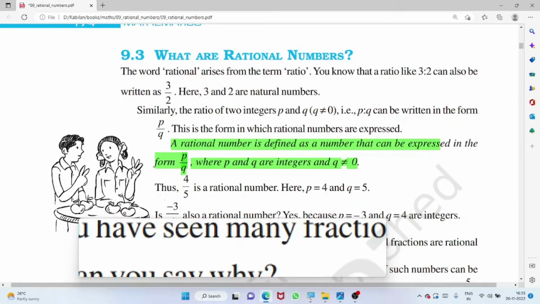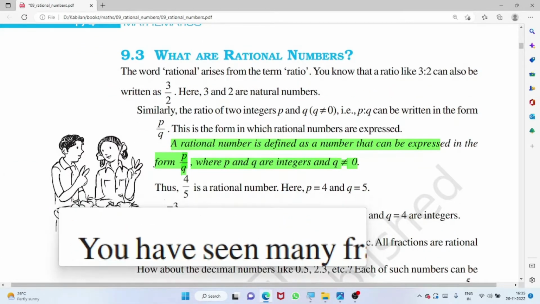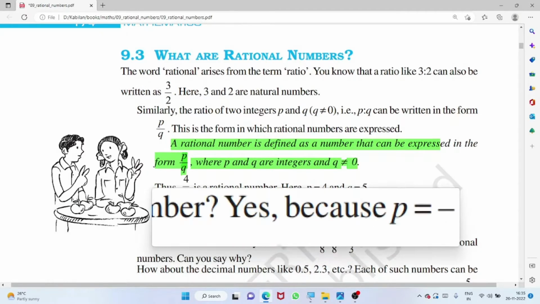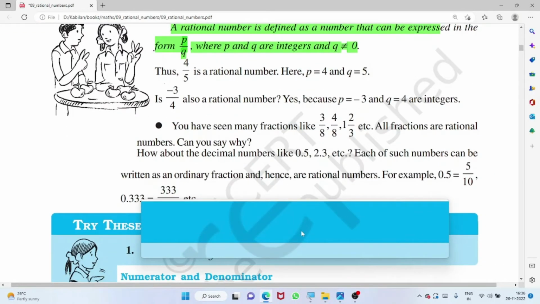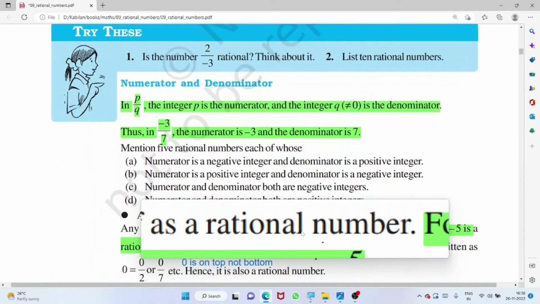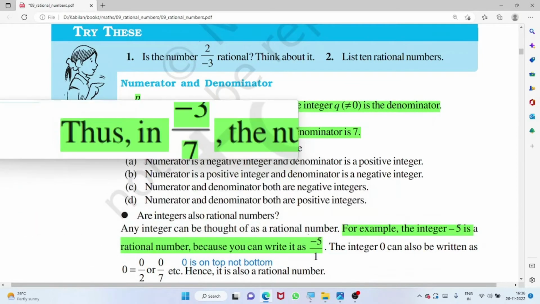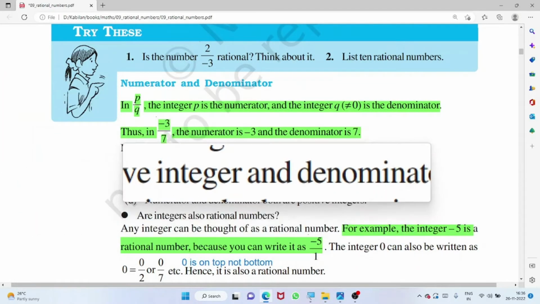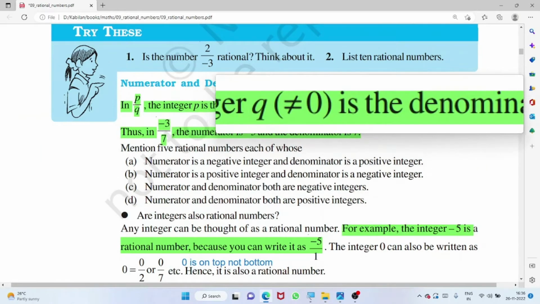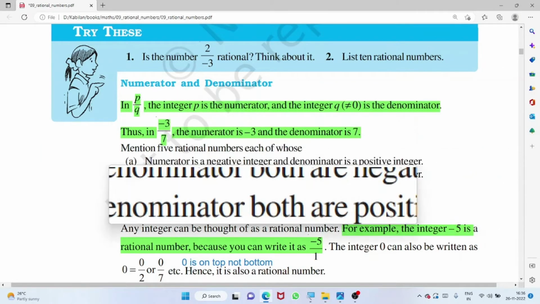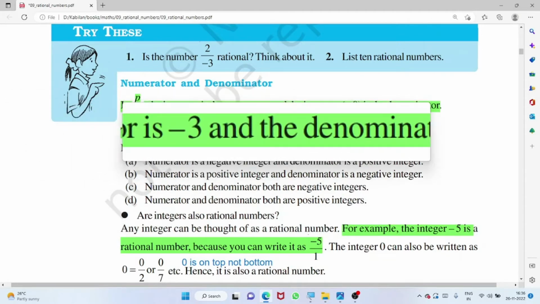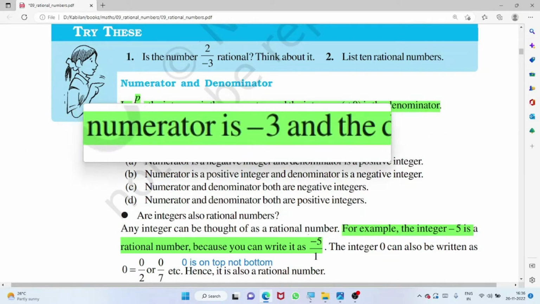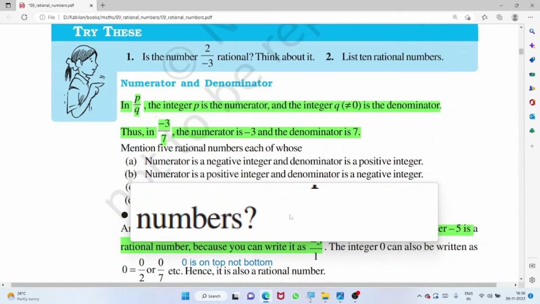So what is a rational number? A rational number is of the form p by q, where p and q are integers and q is not equal to 0. That is important. In the form p by q, p is the numerator and q is the denominator, which is not equal to 0. So for example, minus 3 by 7: the minus 3 is the numerator and the denominator is 7.